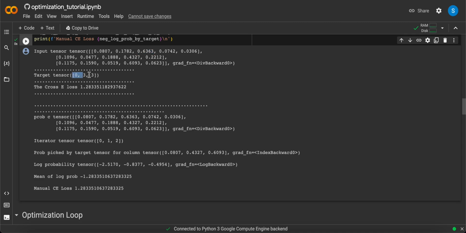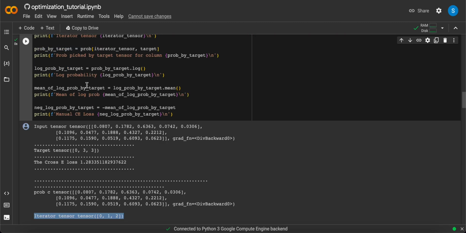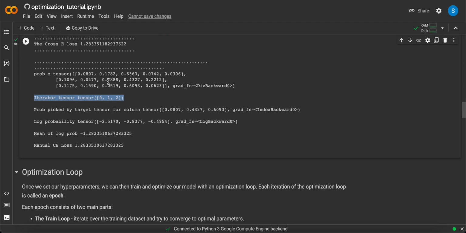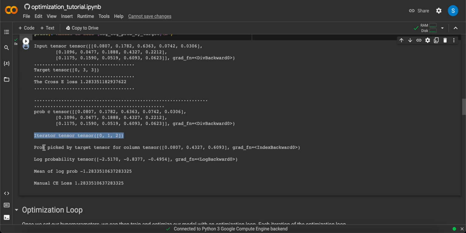So we have the target tensor here, and if we look at the first step of calculation, we created an iterator tensor. I basically printed every single line here, so you don't need to, I mean, you can look at the code and pause the video, but I'll walk through the tensor looking at this example, right? The iterator tensor here is just to help us go through 0, 1, 2, these three tensors. And we're going to pick the probability by using the target tensor.